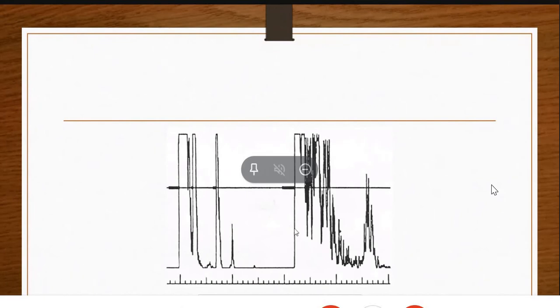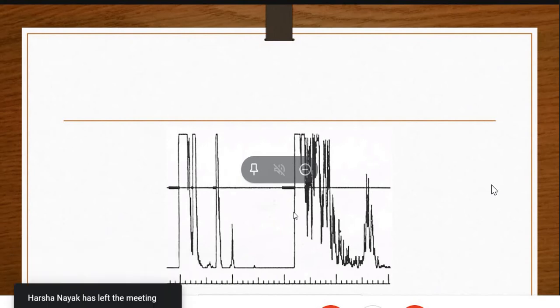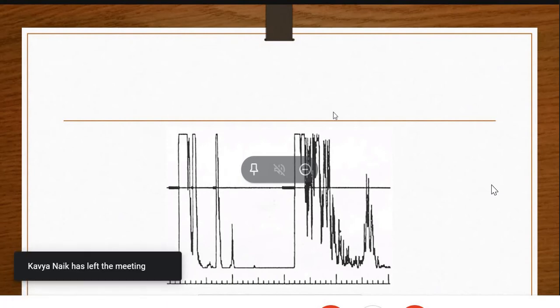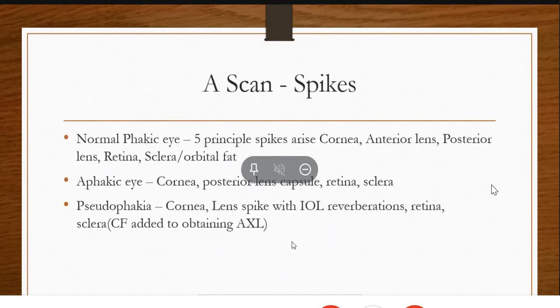Instead, the spike will not be this much height, it will be a little bit small. Or whenever you are hitting the optic disc instead of the retina, this spike will not be there. Instead of these spikes, you will see these kinds of spikes here. So this is what I told.